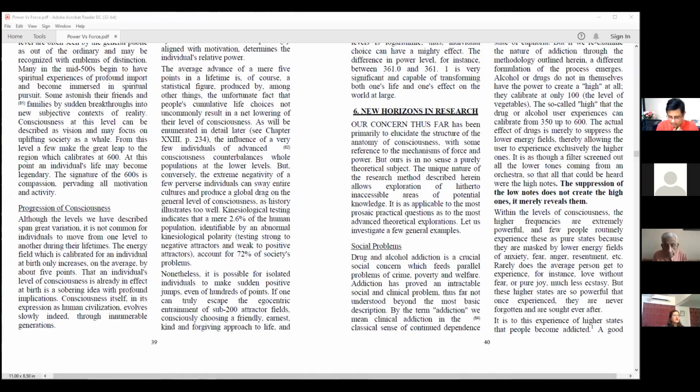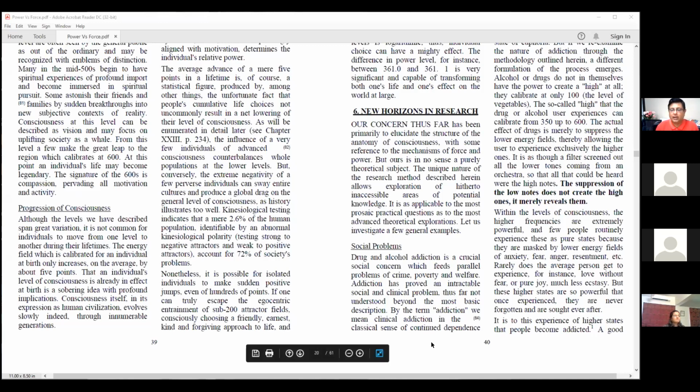Our concern thus far has been primarily to elucidate the structure of the anatomy of consciousness, with some reference to the mechanisms of force and power. But ours is in no sense a purely theoretical subject. The unique nature of the research method described herein allows exploration of hitherto inaccessible areas of potential knowledge. It is as accessible to the most prosaic practical questions as to the most advanced theoretical explorations. Let us investigate a few general examples.